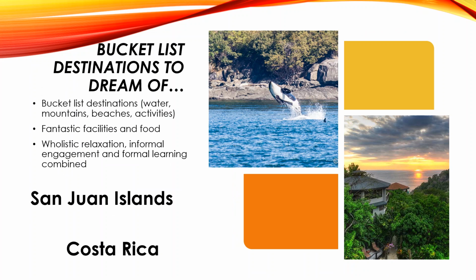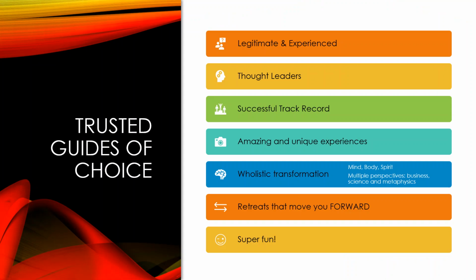And the places that we're going to go are definitely bucket list destinations to dream of. The first two that we're thinking about are the San Juan Islands here in Washington State, and we also have deep connections in Costa Rica, one of the most beautiful and amazing places on the planet. And we know that we'll be trusted guides of choice because of our legitimacy and our experience. We are thought leaders with a successful track record. We'll build unique and amazing experiences. We love them. We know everyone loves them. We'll help people do holistic transformation, mind, body, and spirit from different perspectives of business, science, and metaphysics. Our retreats aren't just retreating, they also help you move forward, and they're also super fun.